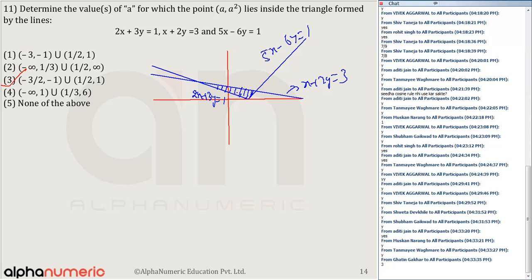तो inequalities क्या हो जाएगी? That is 2x plus 3y is greater than 1, x plus 2y less than 3, and 5x minus 6y less than 1. Whether these points are clear? By plotting a graph, we need to find out that this point must be lying in this region. So any points lying in this region must satisfy these three inequalities. Any doubts to anyone till here? Please tell me, yes or no.